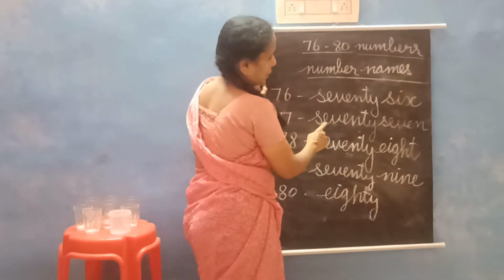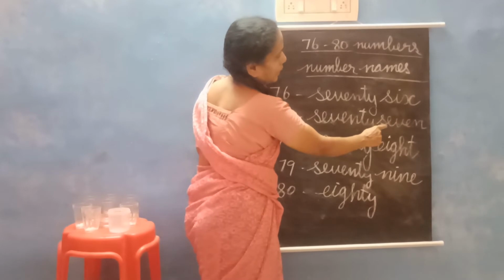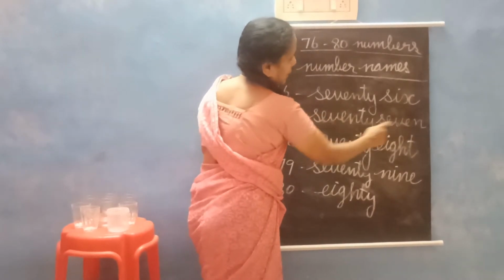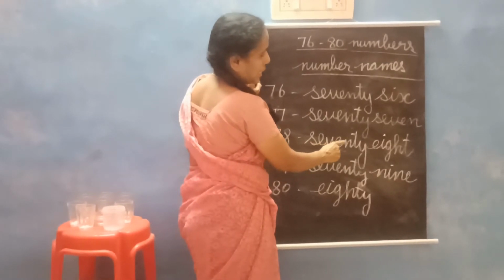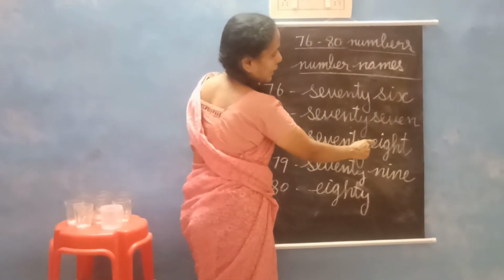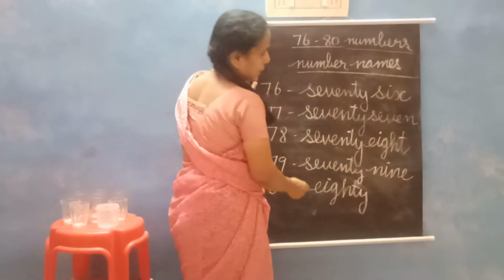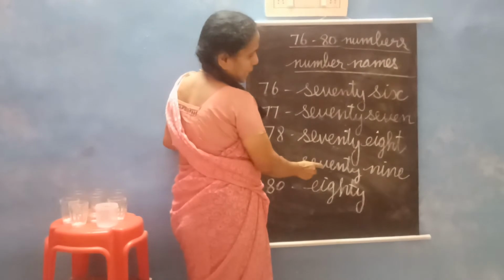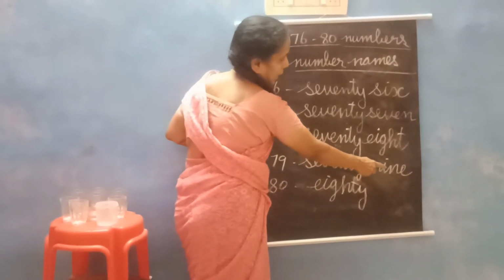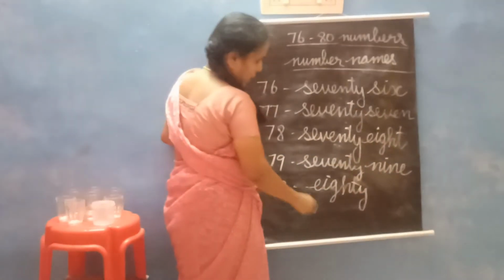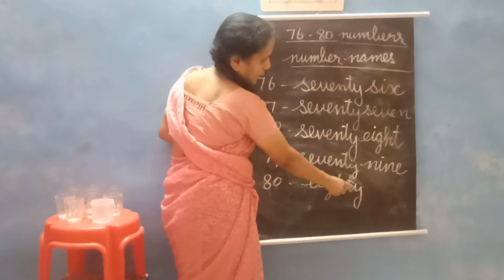77. S-E-V-E-N-T-Y, 77. S-E-V-E-N, 77. 78. S-E-V-E-N-T-Y, 78. E-I-G-H-T, 8. 78. 79. S-E-V-E-N-T-Y, 79. N-I-N-E, 9. 79. 80. E-I-G-H-T-Y, 80.